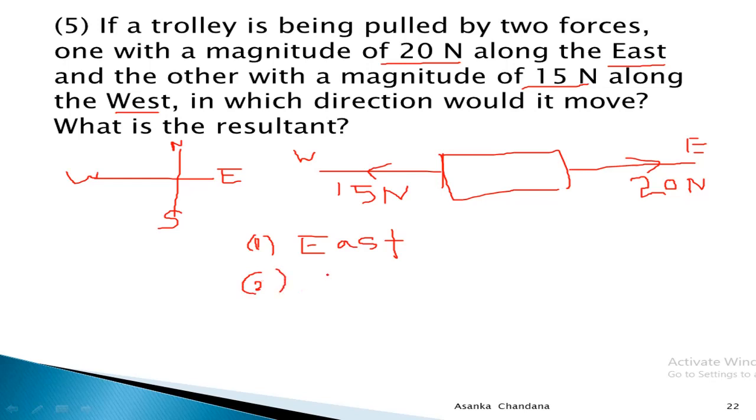Then we have to calculate the resultant force. Now we know how to find it. If the resultant force is F, it is calculated by the large force subtract the small force: 20 minus 15 Newton, which is 5 Newton. The direction of the resultant is the east direction.